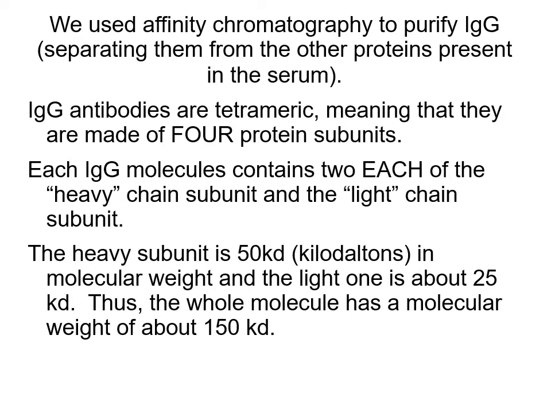Okay, so we're going to use affinity chromatography to purify the IgG. By purifying, I mean separating it from the rest of the proteins in the serum. And we have to know something about the structure of these proteins in order to think about the purification. For one thing, it's a tetramer, meaning there's four protein subunits in there, two each of the heavy chain, which is the larger one, and two each of the light chain, which is the smaller one. So the whole molecule has a molecular weight of about 150 kilodaltons, and it's made of two copies of the 50 and two copies of the 25. And we will see those on our gel.